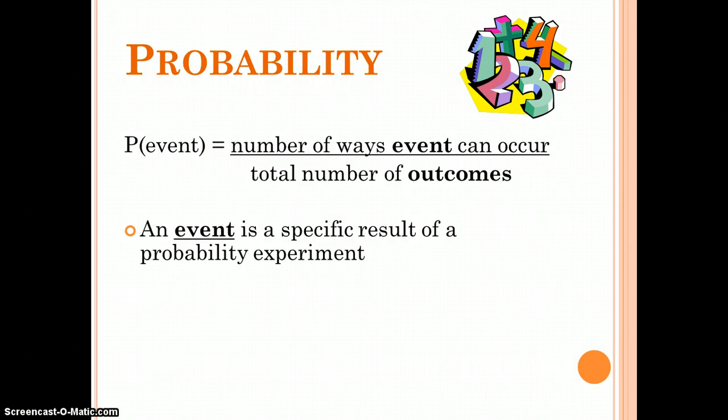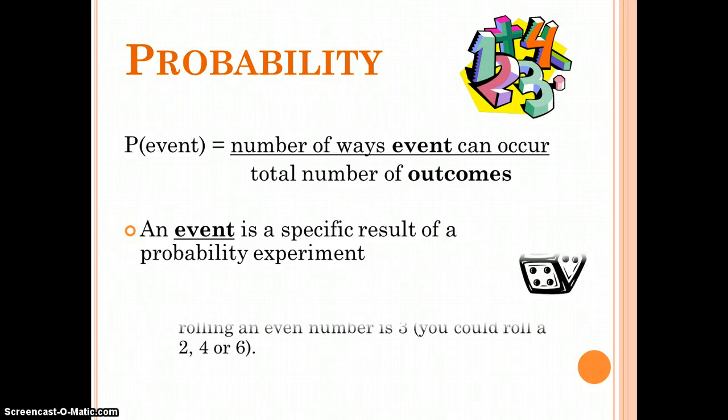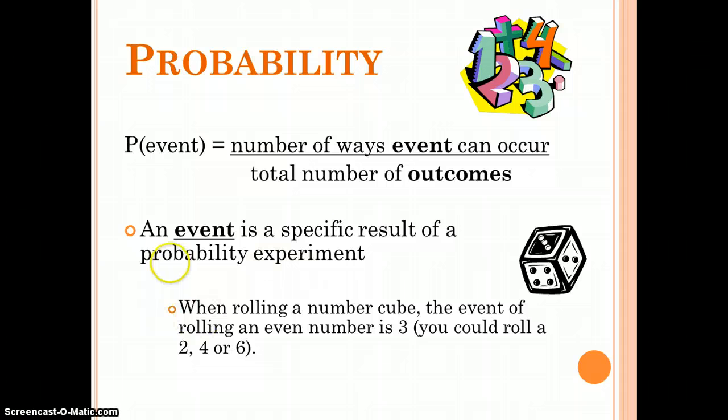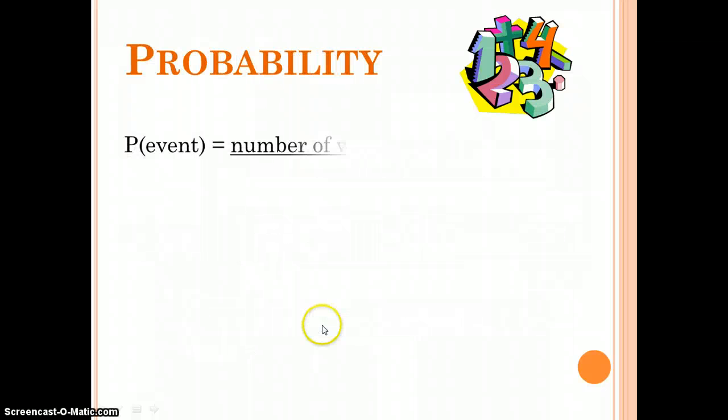An event is a specific result of a probability experiment. So if you flip a coin and get heads, the event was that you got heads. If you roll a number cube and get a 3, that was the event. So when rolling a number cube, the event of rolling an even number is 3 outcomes. You could roll a 2, a 4, or a 6. Those are all even.